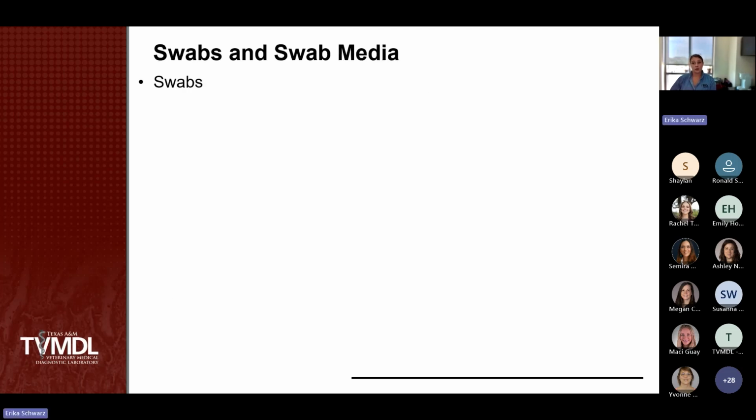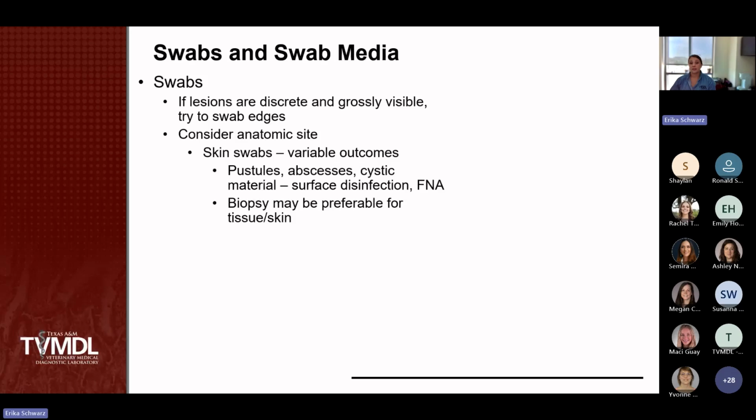So swabs. Swabs are one of our most common sample types, if not our very most common sample type. If we see lesions that are discrete and grossly visible, we try to swab the edges. This is where bacterial replication is going to be most active. We want to consider the anatomic site. So skin swabs have variable outcomes. Skin is definitely not a sterile site. This goes for ears as well.